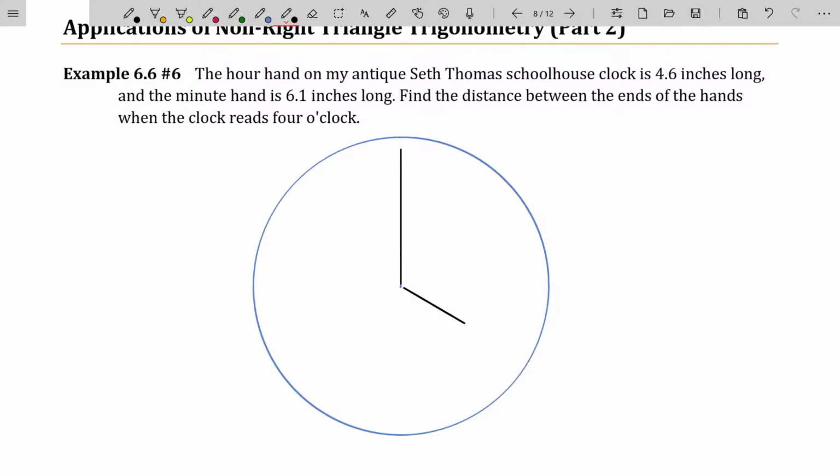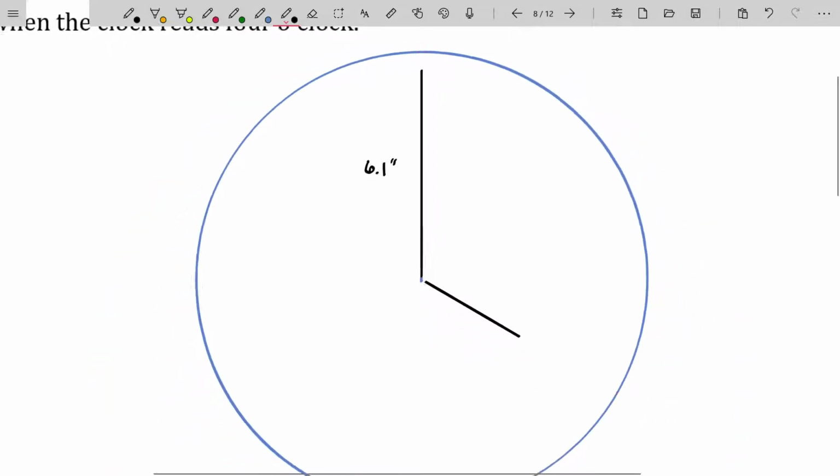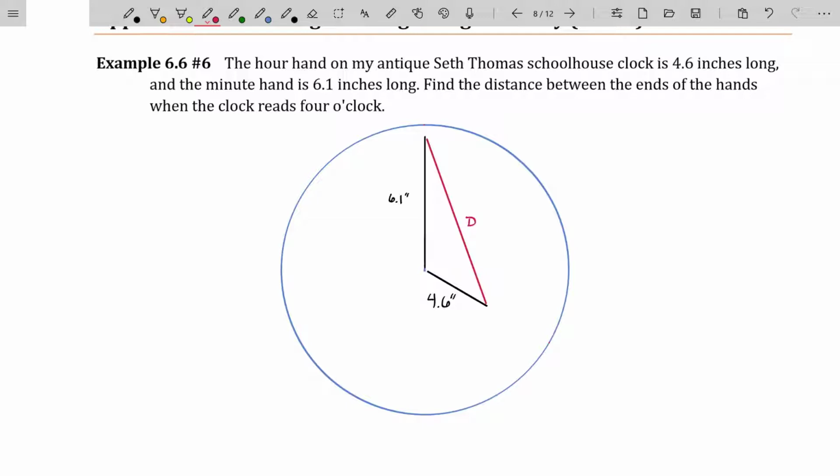And the minute hand is 6.1 inches long. This also, by the way, requires you to know what a clock looks like and what the minute hand is and what the hour hand is. The hour hand is the one that tells you what hour it is. So that's 4.6 inches long. And you want to find the distance between the tips of these hands of the clock at this time, 4 o'clock. So we want to find that distance, D.